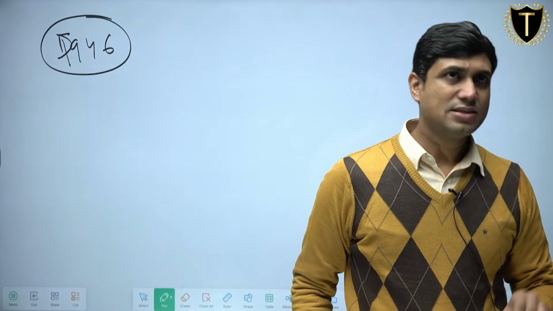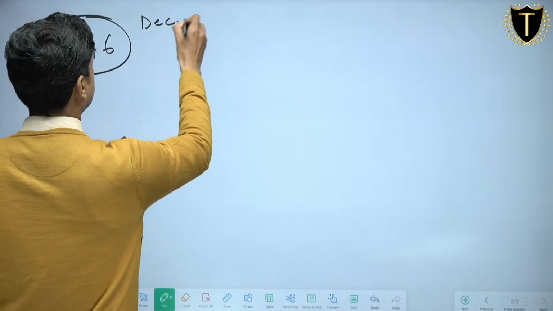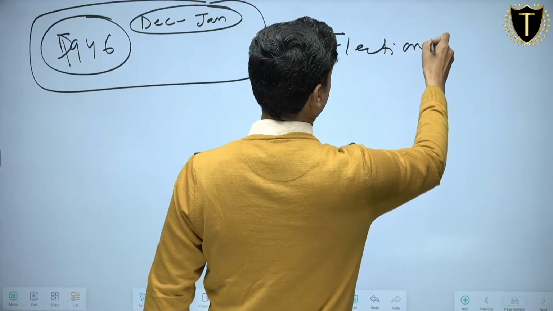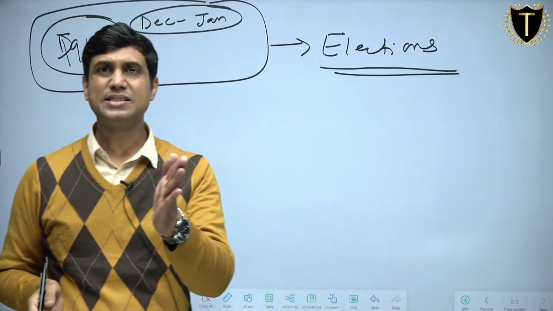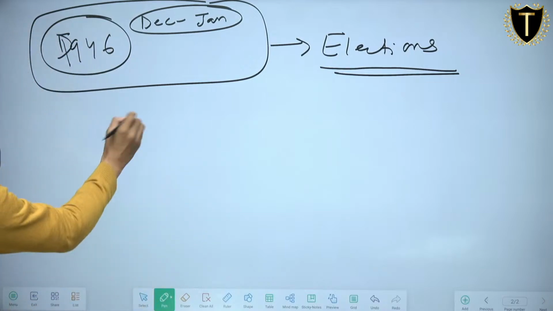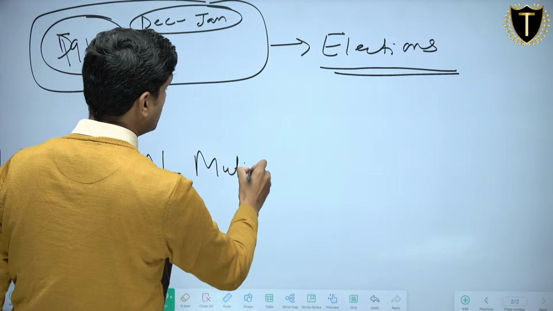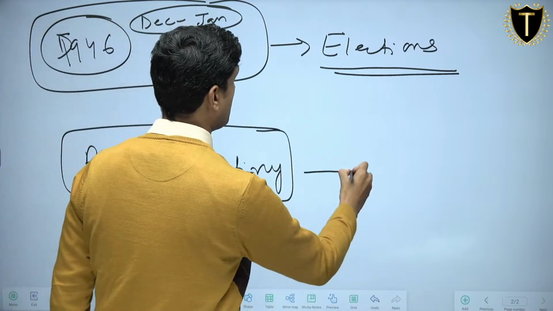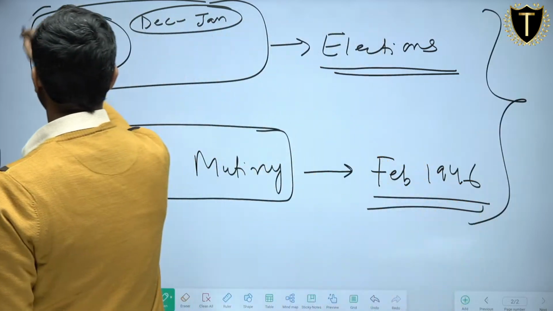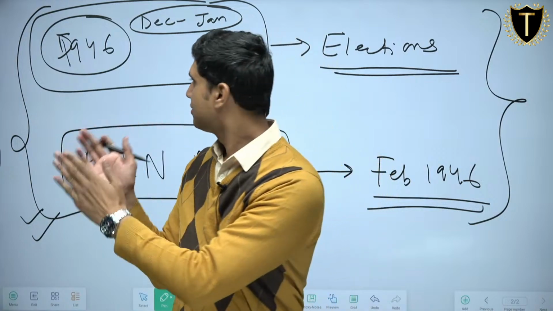So as I was telling, in December-January 1946, we were having elections in India. I am starting from where I had left in the last class, that is the completion of INA trials. After INA trials, election in 1946, and together with this, another thing that was going on in India was the Royal Indian Navy Mutiny. This happened in February 1946. So both these happenings were at almost a similar time frame. First we will see the election, then we will move to the mutiny.